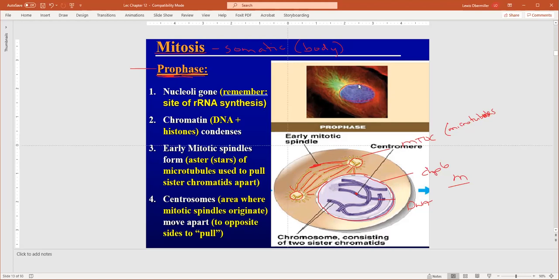And you can see that here. It's nice and round. The centrioles are made and they're building. So in green are these microtubules, and they're trying to attach, but they can't do that.